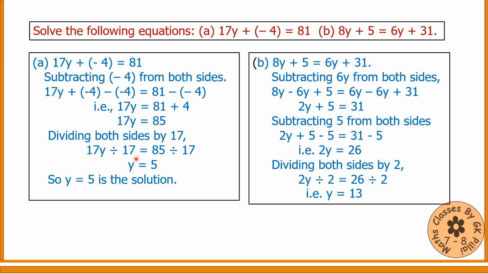17y divided by 17 equal to 85 divided by 17. 17 and 17 gone. You will get y equal to 5. So y equal to 5 is the solution.